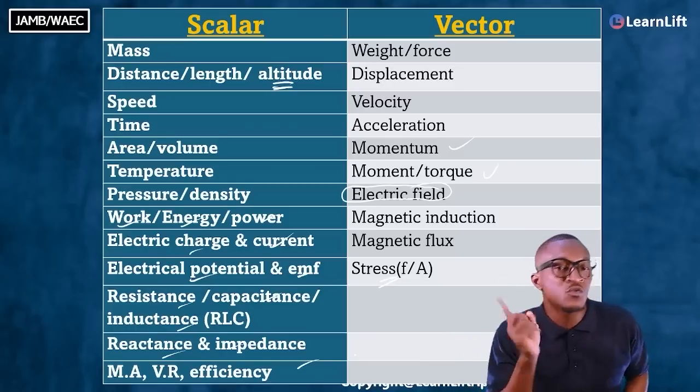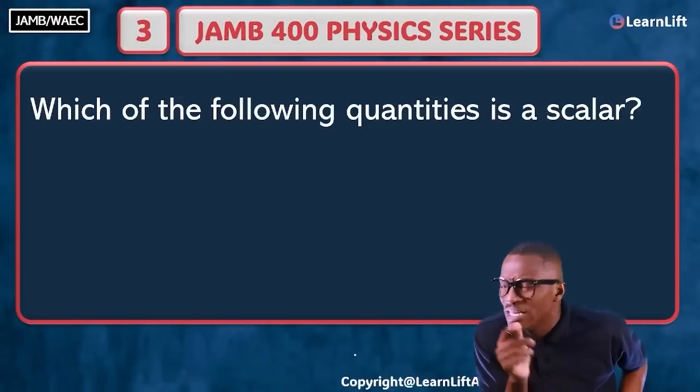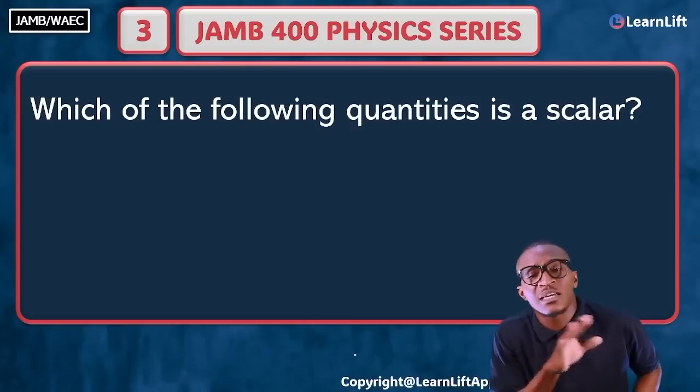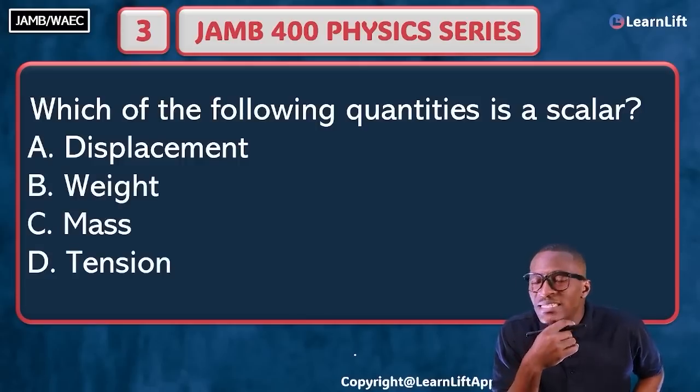If you get the 15, that means you have understood everything about scalar and vector. Let's see another question again. Look at the question. Which of the following quantities is scalar? If you miss this one, I will blow you. Option A, displacement. B, weight. C, mass. And D, tension.